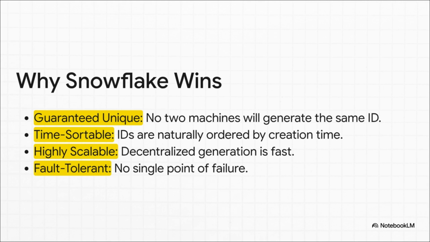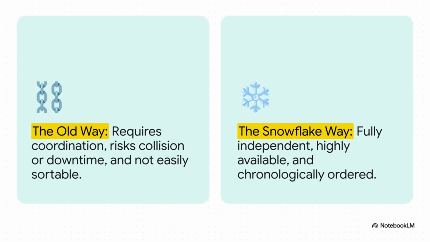Highly scalable? Yep, every machine does its own thing. And fault tolerant? For sure, because it's completely decentralized. There's no single point of failure. It just works. And that really is the fundamental difference. All the old ways forced you to choose. You could have sortability, or you could have scalability, but you couldn't get both in one package. The Snowflake way breaks that trade-off. It gives you everything you need in one elegant 64-bit solution.